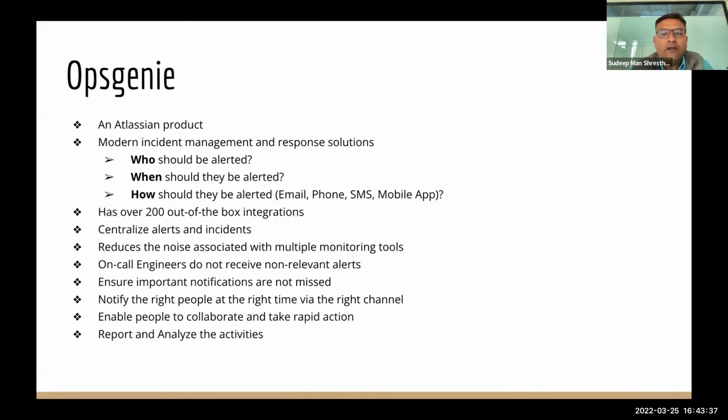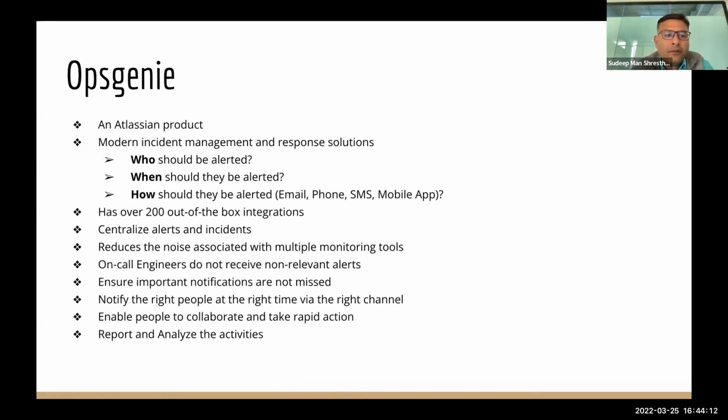For example, if someone prefers email notification, they can be alerted by email, or if it's a critical priority alert, then that can be routed and managed by phone calls or SMS or mobile app. Additionally, Opsgenie also has more than 200 out-of-the-box integrations. Some of the integrations we have used are Jira, Site 24/7, and API. There are a lot more, and it also has a very good integration to Slack.